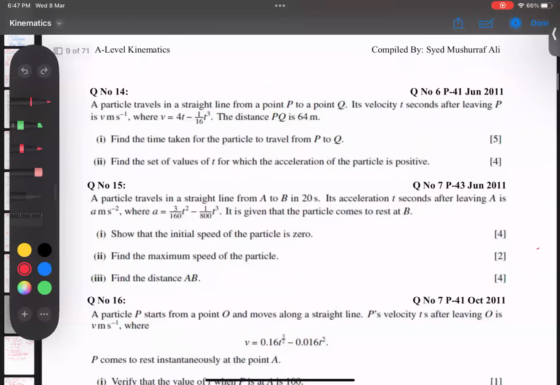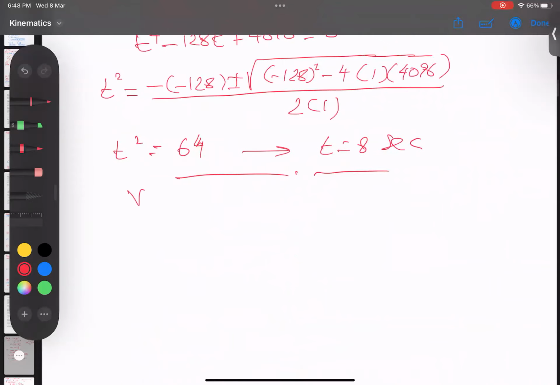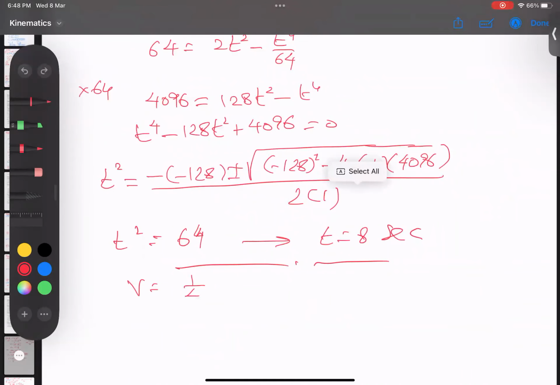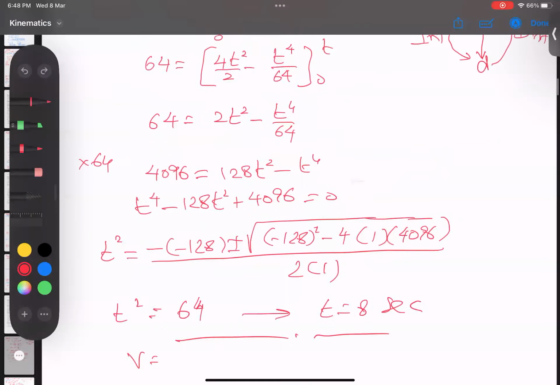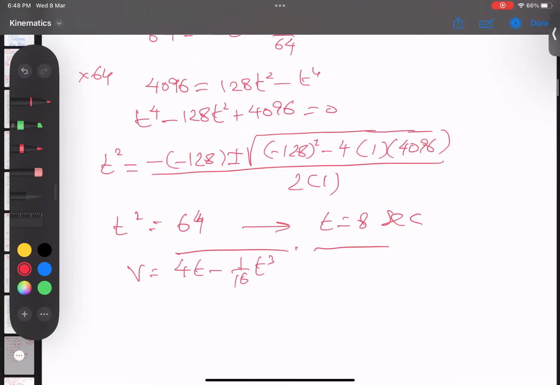This is the second approach. Now, 5 marks over. Find the set of values of time for which acceleration is positive. Acceleration, it means I will differentiate. You see, if I have acceleration, I have to go upwards. So acceleration, what is the technique? You know it very well. I will differentiate. If I want to come from acceleration to velocity, then integrate. So I'm starting. Velocity is 4t minus 1 over 16 t to the power 3.